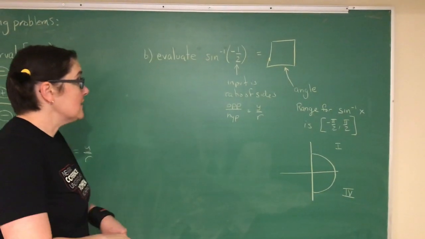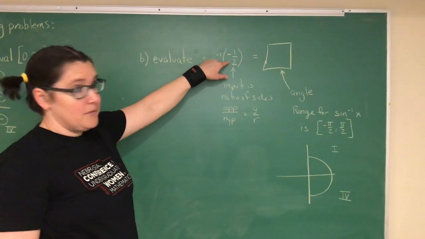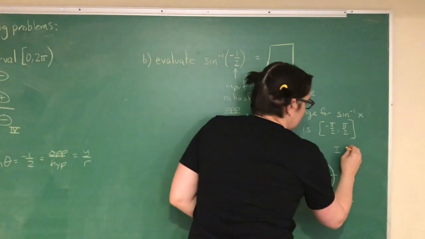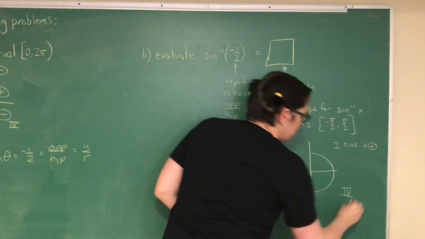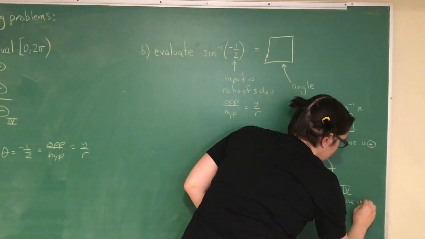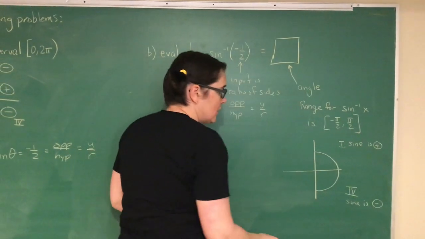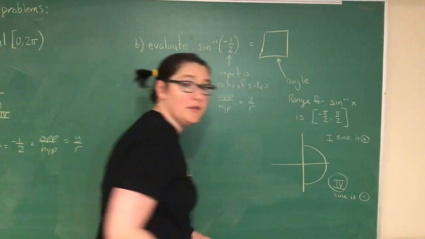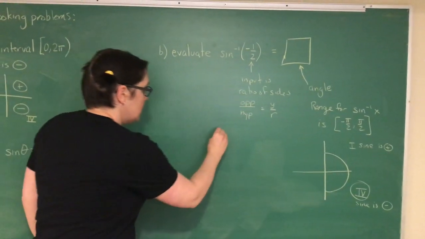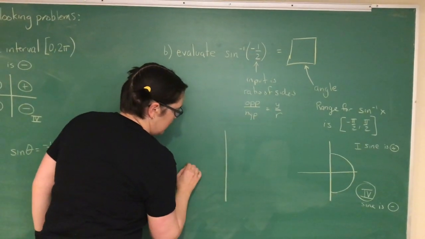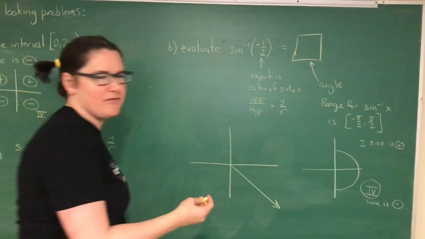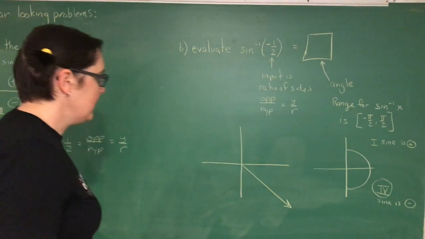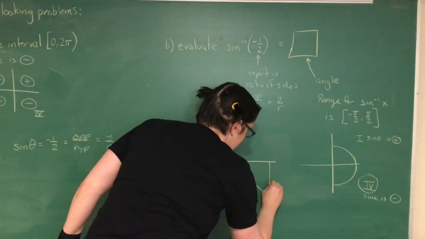And since our ratio is negative, in quadrant 1 sine is positive, and in quadrant 4 sine is negative, so I'm going to choose an angle in quadrant 4. Okay, so let's draw that angle. Here it is. I don't really know what it looks like, so I just drew an angle. And now I'm going to create my reference triangle.